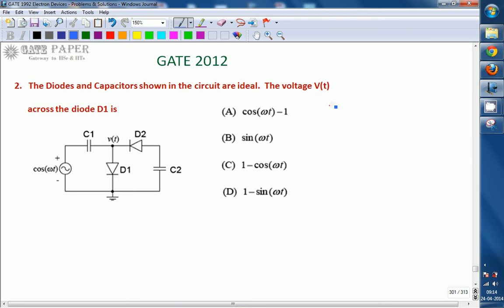The voltage V of t across the diode D1. That implies the polarity of V of t is plus and minus. Remember this: V of t has plus on the P side and minus on the other. So what will be the voltage V of t? Out of the four options given, the right option is A. A is the right option.